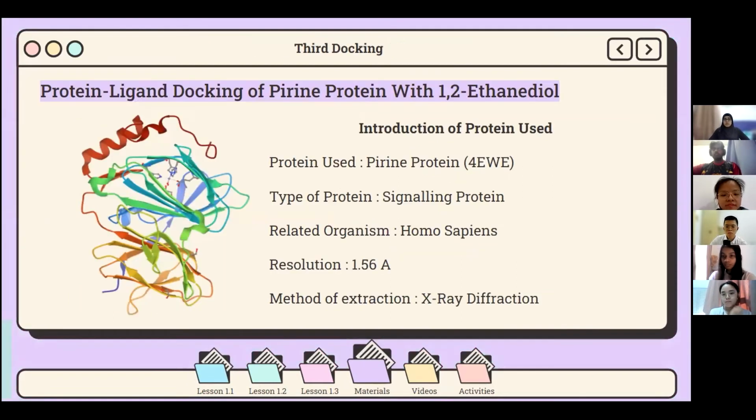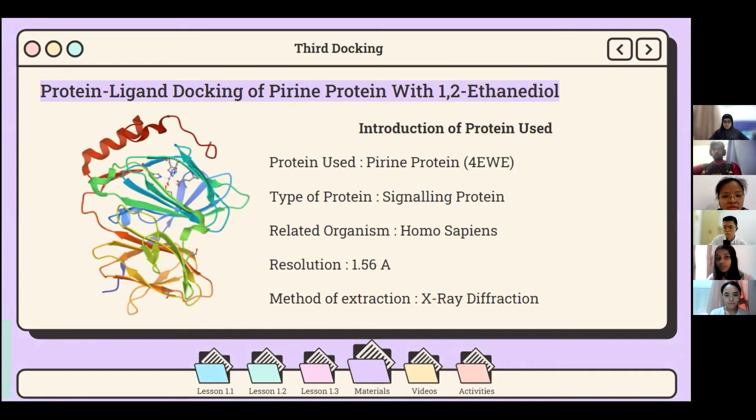The third docking that we have done is between pyrin and ethanediol. Pyrin usually acts as a signaling protein for mediating intracellular signaling that has been linked to cellular response to pro-inflammatory signals, and immune or stress response.